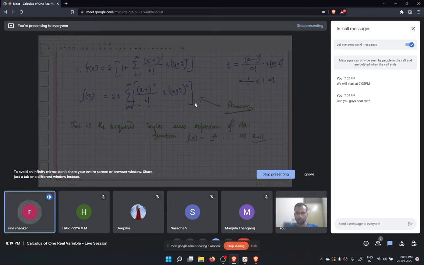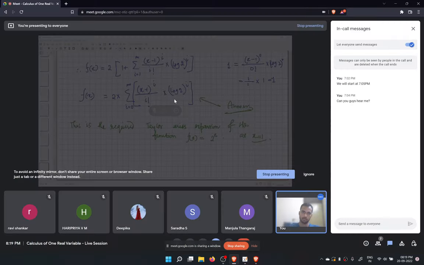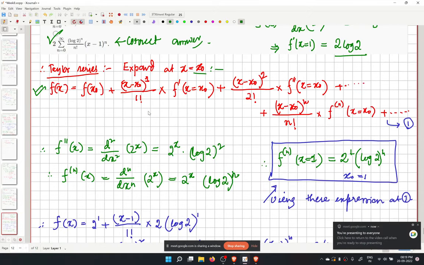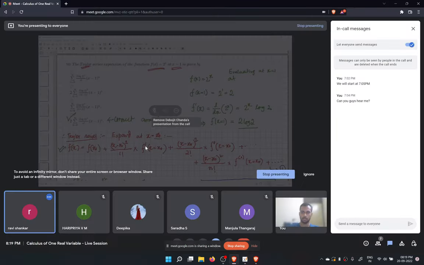Sir, your summation is till infinity, i equal 1 to infinity in the Taylor series summation. Here, i is from 0 to infinity, yeah. Sir, so is it infinity or till n? No, it is also up to infinity, right? Okay.